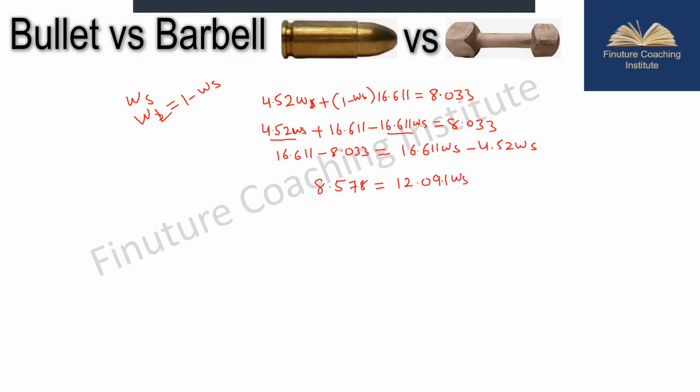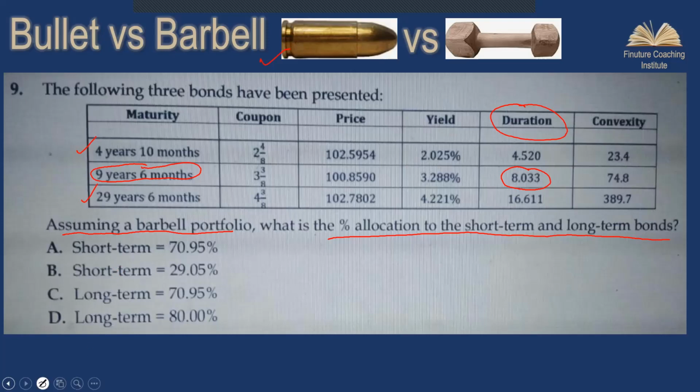equal to 12.091 WS. So let's shift this term to the denominator side. 8.578 divided by 12.091 equals your WS. So if you divide this, you will get approximately WS equal to 70.94, that is percent, 0.7094. So I have written it as 70.94%.